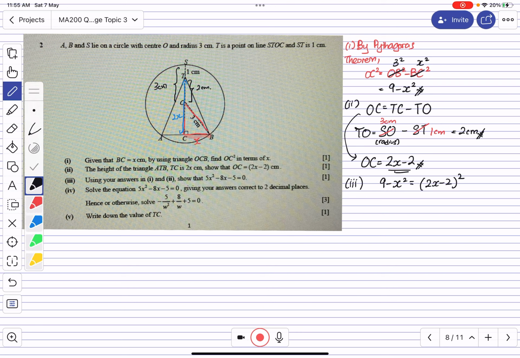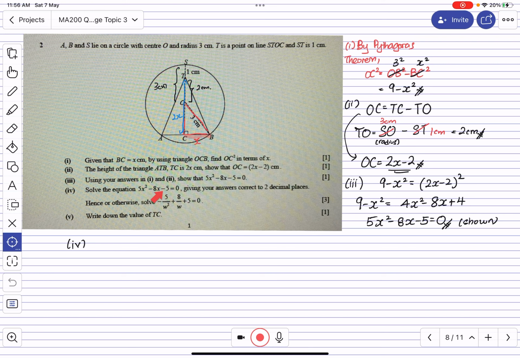So let me expand this equation. Using (a minus b) squared equals a squared minus 2ab plus b squared, and simplifying this, I will get 5x squared minus 8x minus 5 equals 0. Alright, I have completed part 3. Now I go to part 4. I want to solve this equation, 5x squared minus 8x minus 5, correct to 2 decimal places.